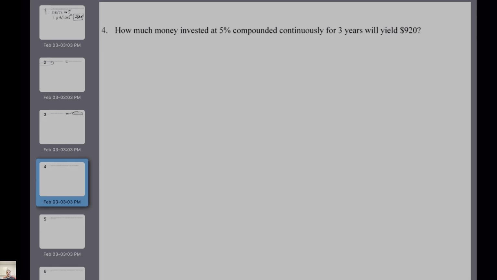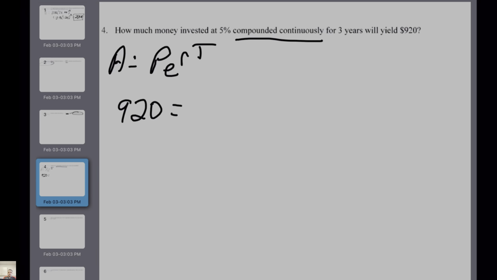The little difference says the money invested at 5% compounded continuously for 3 years, but now we know the answer is 920, so we've got to use our PERT formula. So the amount equals the principal times e to the rt, but now we know the A is 920. We don't know the principal, so I'm just going to put a capital P there. We know the rate is 5%, so that's 0.05 for a time of 3 years. So that's 920 equals P, e raised to the 0.05 times 3.